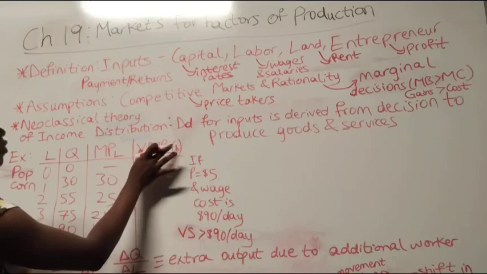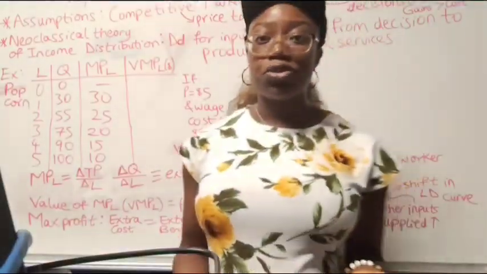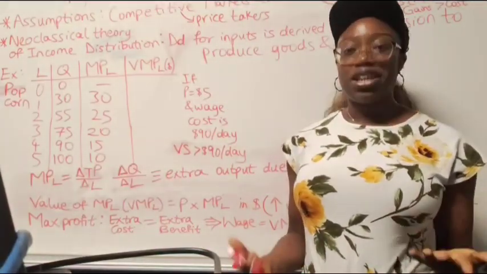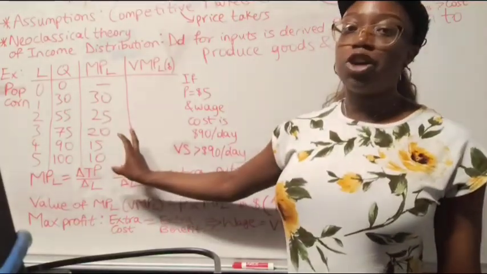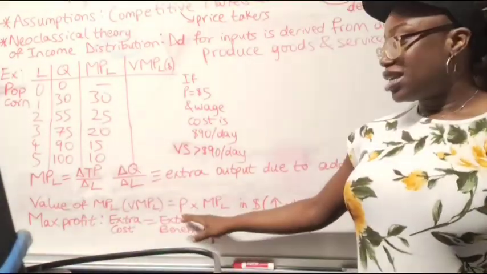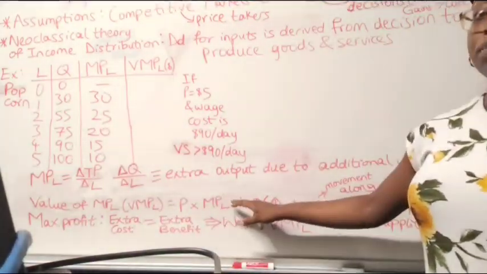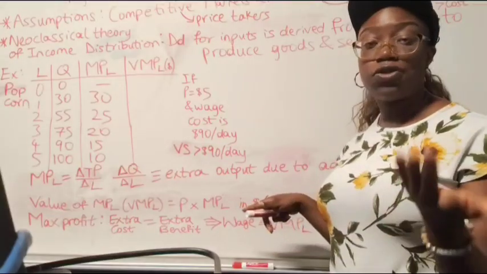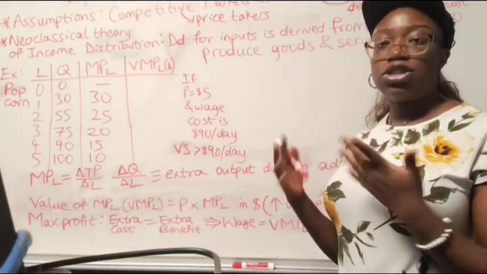Now, what is the value of marginal product? The value of marginal product is simply the gain or the benefits as a result of this extra output that results from the extra worker. It's calculated as price times your marginal product of labor. And this is calculated in dollars. So of course, by the time you introduce price, then it gives it the dollar value.